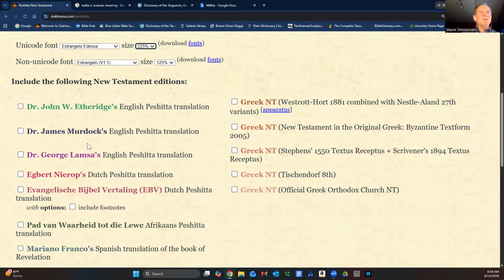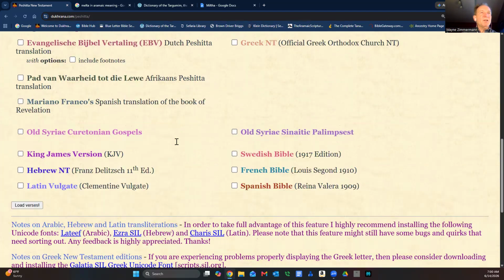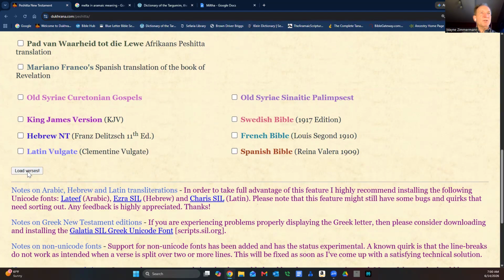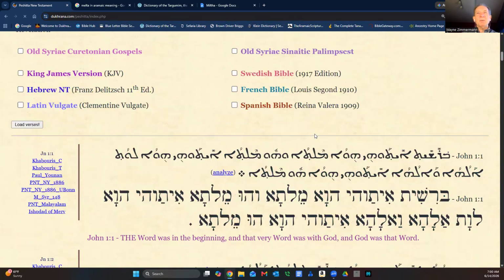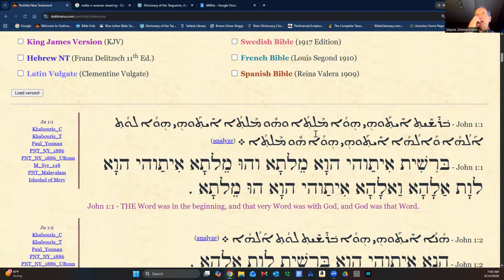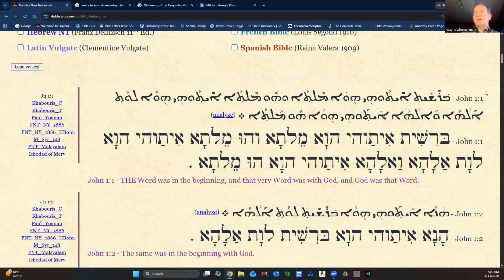You have a choice of different translations. These Etheridge, Murdoch, Lamsa are all famous Syriac scholars. Let's, for fun, just pick George Lamsa's translation today. Then you scroll down into where it says load verses. So once you do that, they come up at the bottom of your screen, and there on the right side, it says John 1:1.